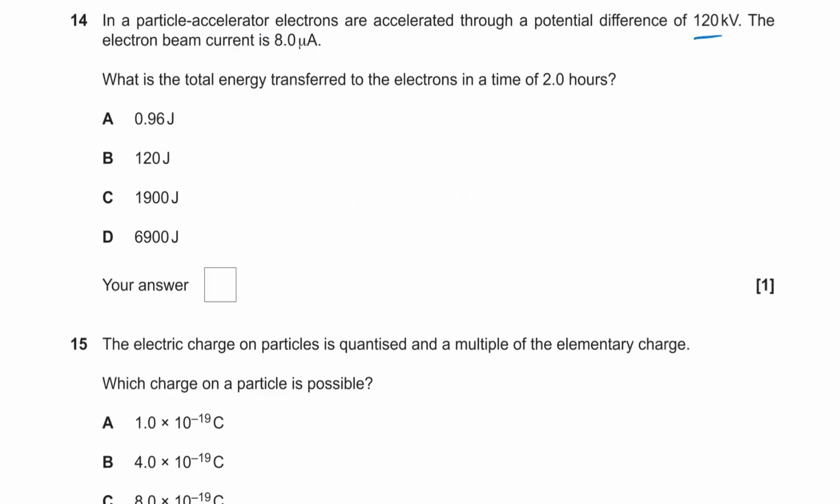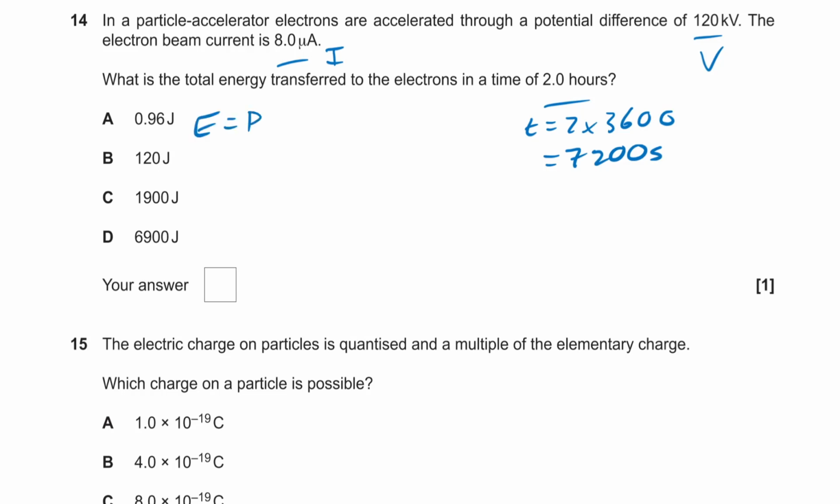14, we have a particle accelerator. We have a PD of 120 kilovolts, and the current is 8 microamps. What's the total energy transferred in 2 hours? Okay, so let's find out what the time is in seconds first. It's just 2 hours times 3,600, so that gives us 7,200 seconds.